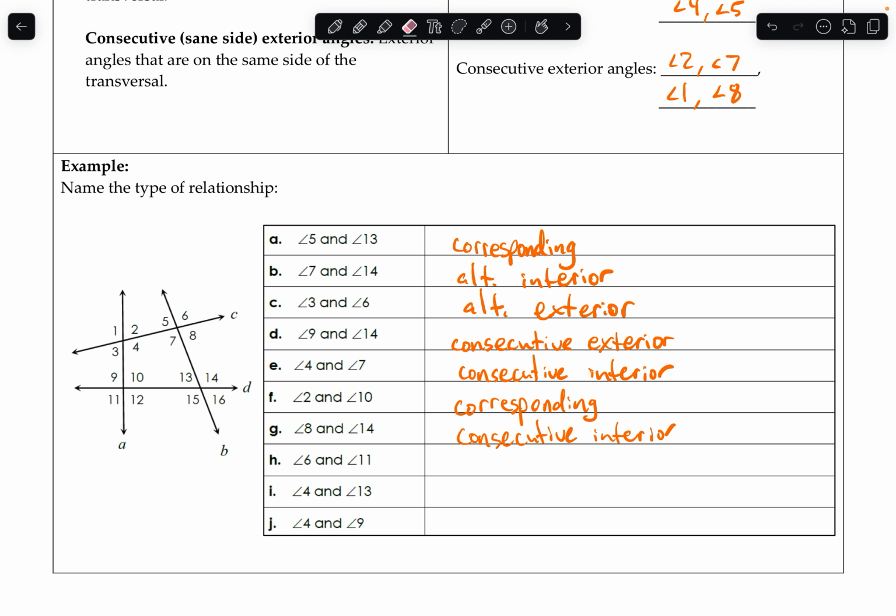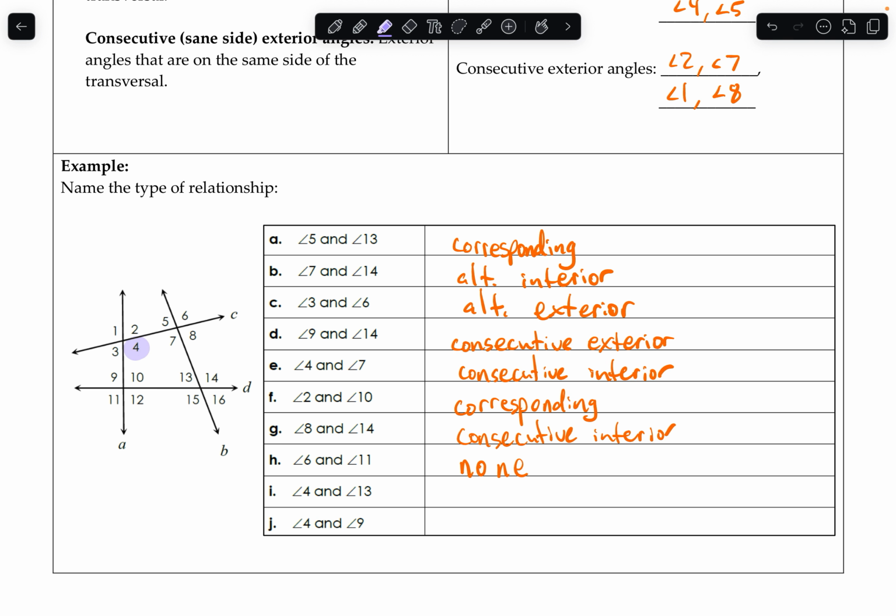6 and 11. Here we go. I had a feeling this was going to happen eventually. All right, so you'll notice with 6 and 11 that these intersections do not share a line. This is the intersection of C and B. This is the intersection of A and D. Because there's no shared intersection, that means that there's no relationship between these two angles. You can say they're both outside, but there's no transversal for them to be alternate on or consecutive on. So there is actually no relationship, or none, between 6 and 11. So none is an option.